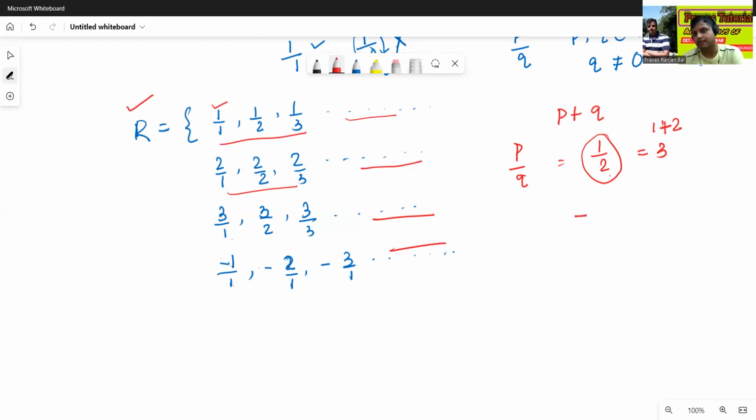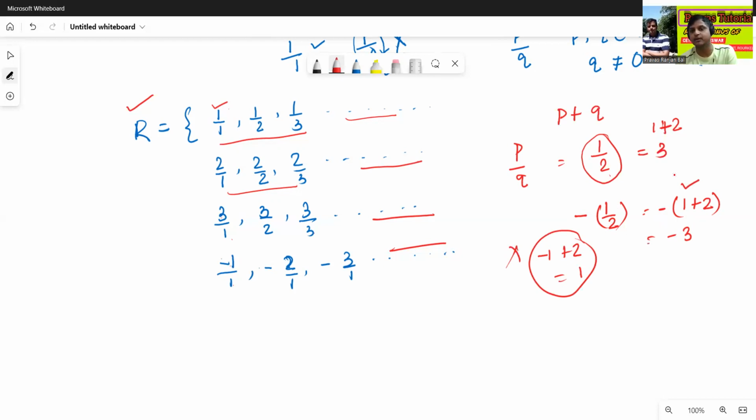Suppose here minus 1 by 2 is there. Here we'll add P plus Q. How? Not minus 1 plus 2, which would equal 1. Don't do like this. Always follow this method: the minus sign stays outside, then we add the P value and the Q value. So P plus Q equals minus 3.